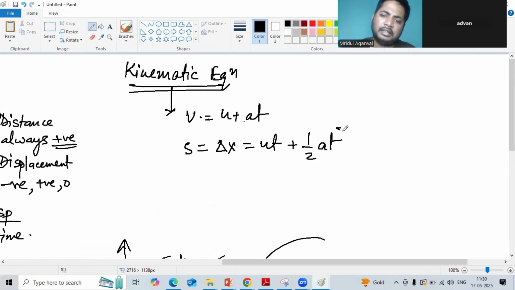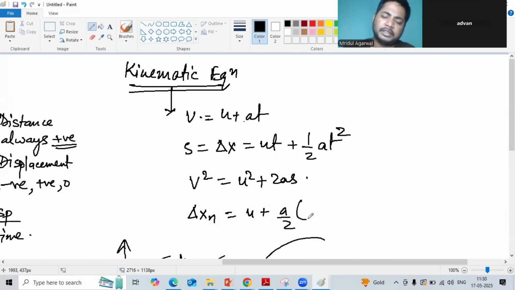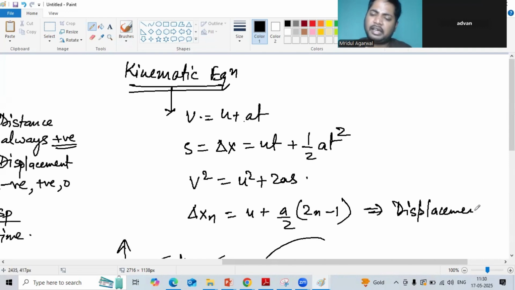Okay, and the third equation is v squared equals u squared plus 2as, and the displacement in the nth second is equal to u plus a by 2 into (2n minus 1). So this is your kinematic equations, and this is for the displacement in the nth second.